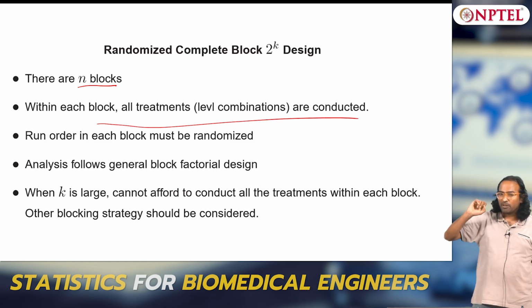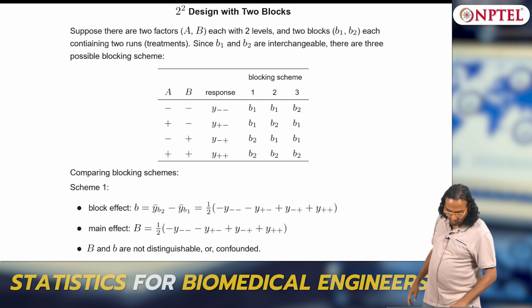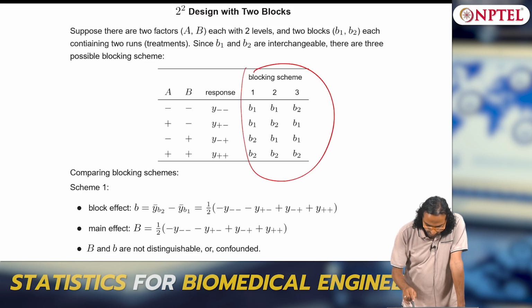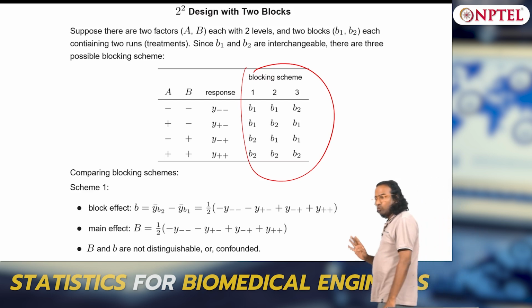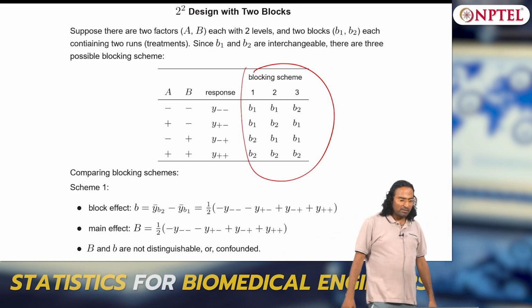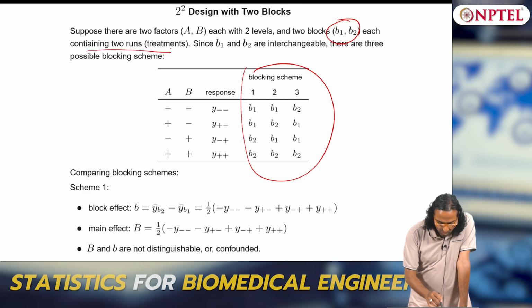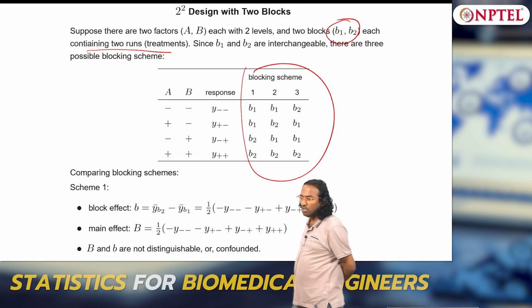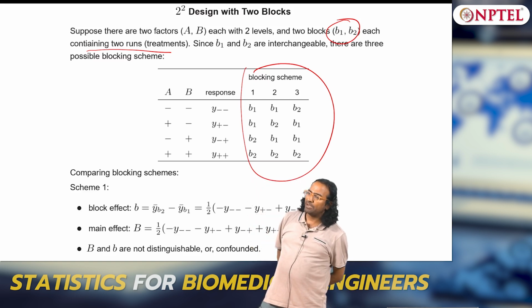You understand the problem? So let me show you a simple example and then let us go on. Let us say this is a 2 power 2 design. There are 2 levels, 4 experiments. Suppose there are 2 factors each with 2 levels and 2 blocks, B1 and B2, each containing 2 runs. So there are 2 blocks, B1 and B2, that I want to apply. This could be batches, operators, raw material changes, whatever.